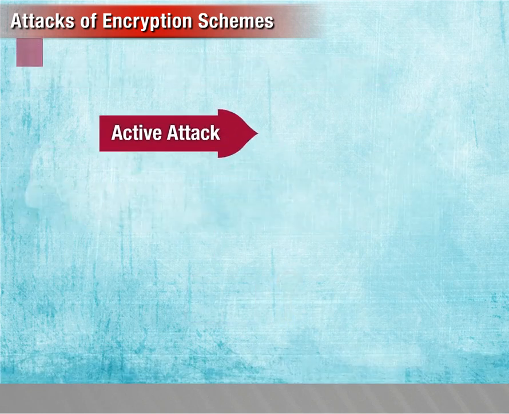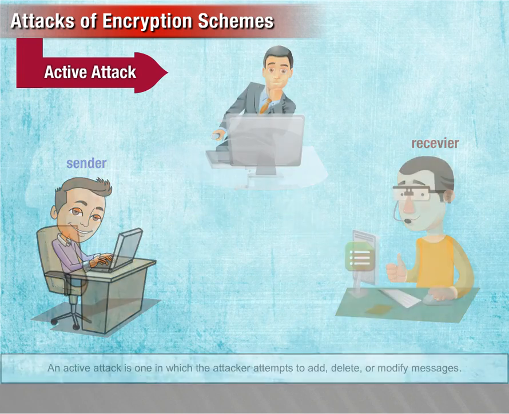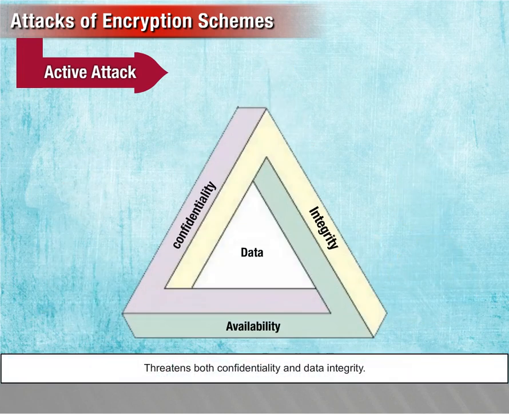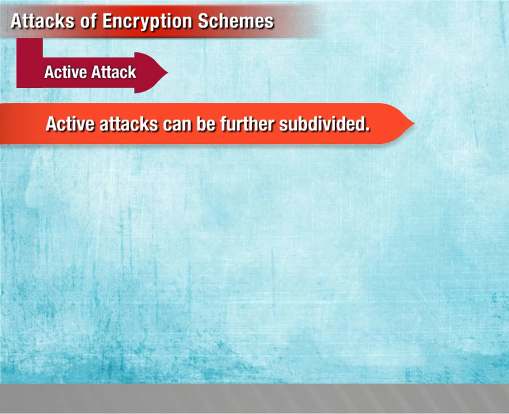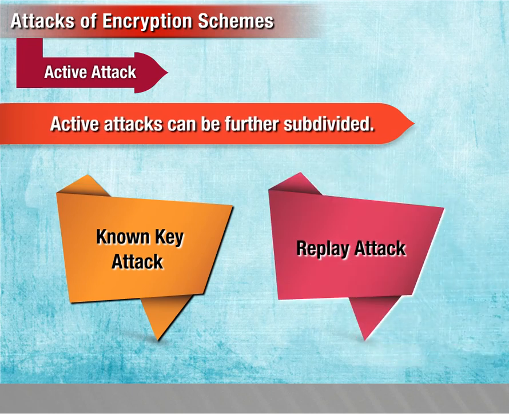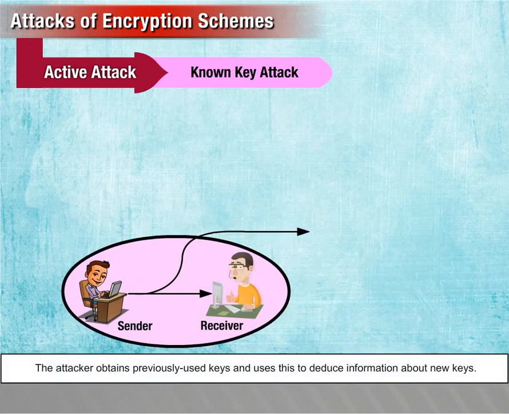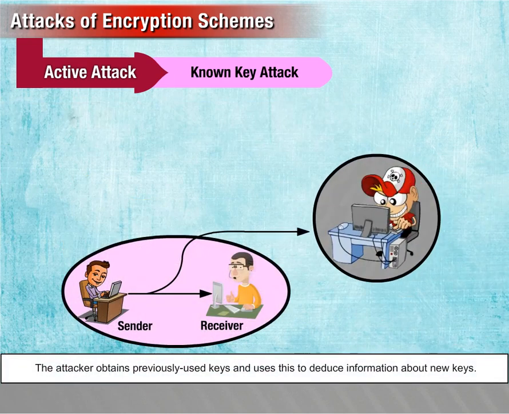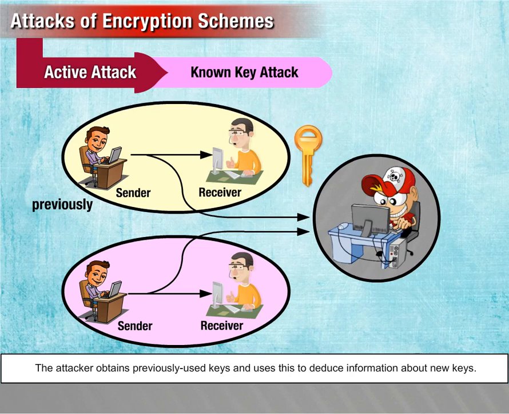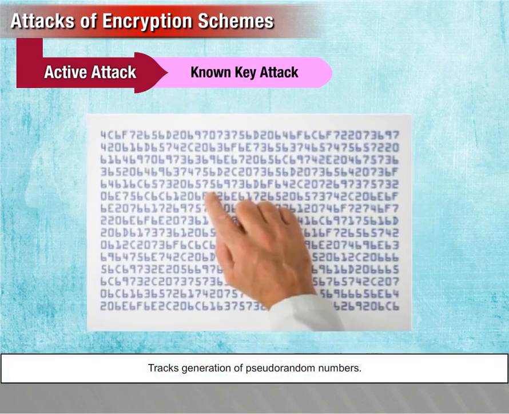Active attacks. An active attack is one in which the attacker attempts to add, delete, or modify messages. It threatens both confidentiality and data integrity. Active attacks can be further subdivided: known key attack, replay attack. Known key attack: the attacker obtains previously used keys and uses this to deduce information about new keys. It tracks generation of pseudo-random numbers.